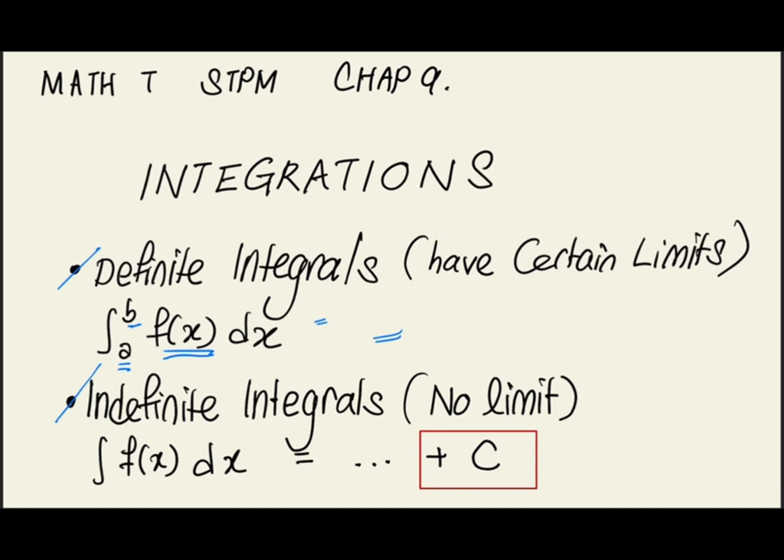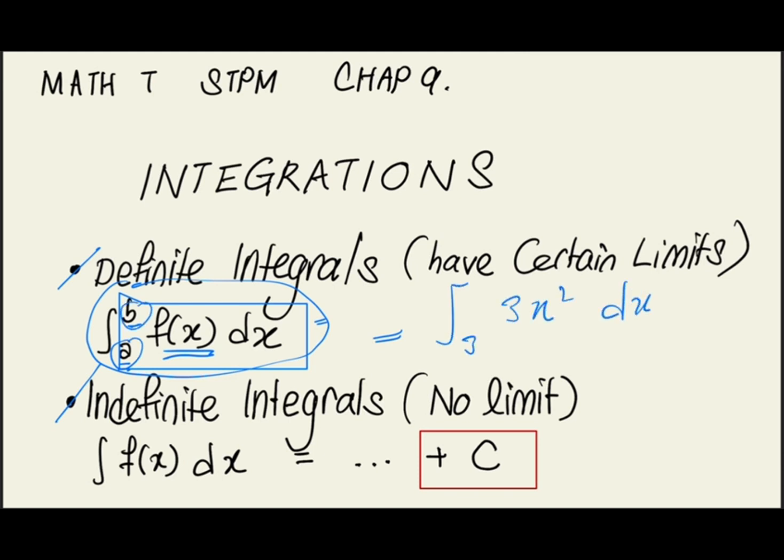In STPM, if they come out with definite integrals, that is a bonus mark for you, because you can check with the calculator. You can press in the calculator by entering the certain limit from a to b. Let's say I have 3x squared dx and I integrate from 3 to 5. You can check your calculator and you will get the answer as a value without any variables.